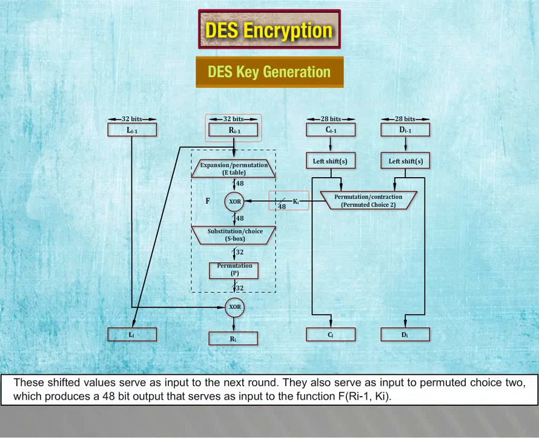These shifted values serve as input to the next round. They also serve as input to permuted choice 2, which produces a 48-bit output that serves as input to the function f of Ri-1, Ki.